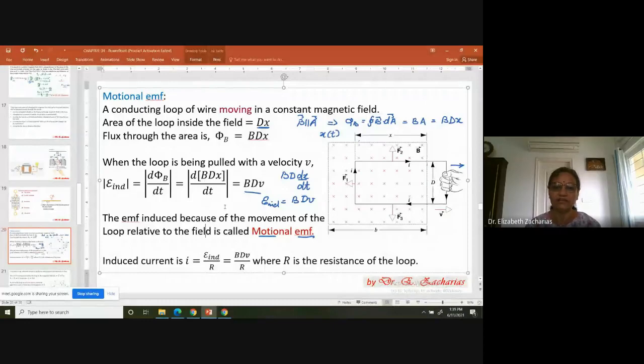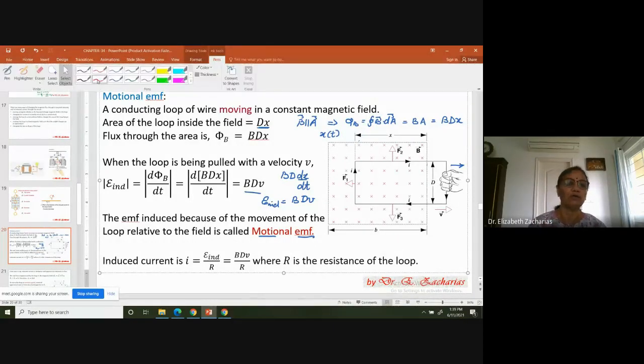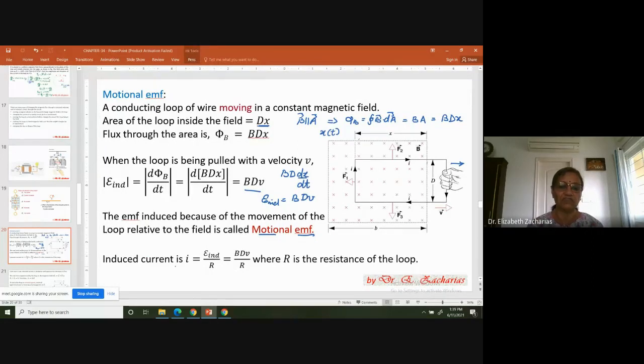Okay, now you got the expression for the motional EMF, it is BdV. Now let us see what is going to be the current. What is the induced current? From Ohm's law, you know that current is equal to EMF divided by R. If R is the resistance of this loop, it's after all a metallic loop, so resistance of the loop is R. We know induced EMF is BdV, so BdV by R is going to be the current induced.